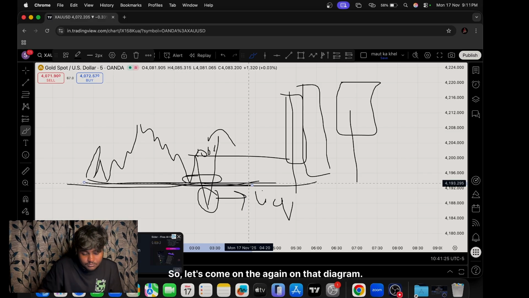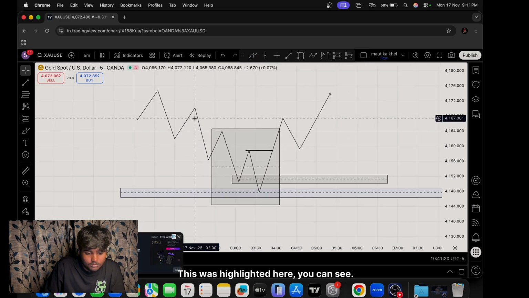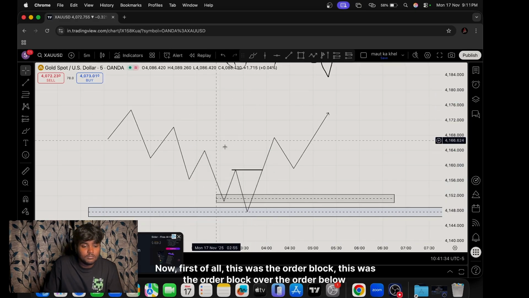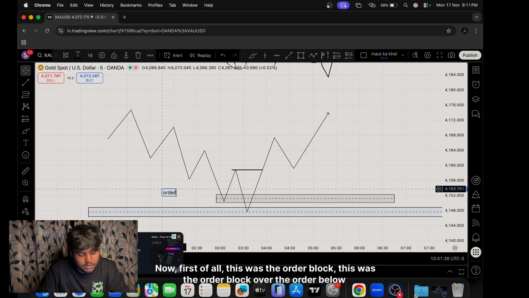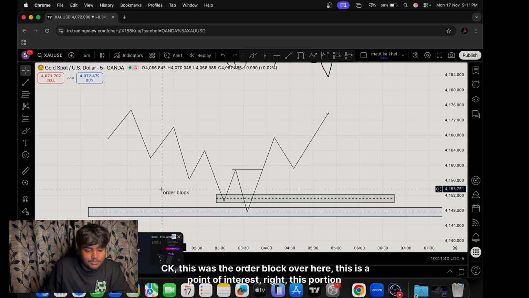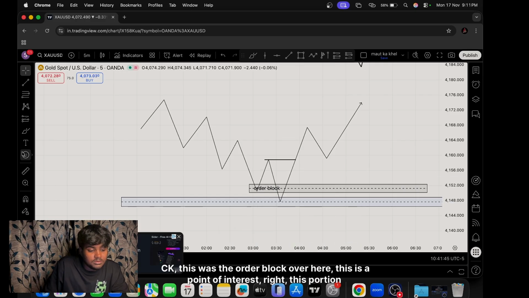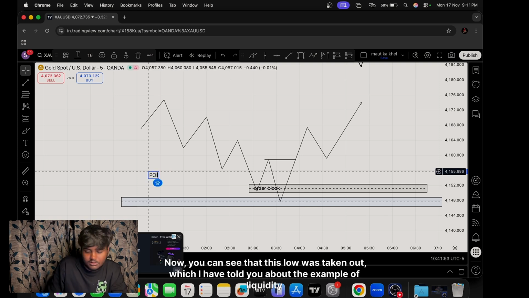So let's come again to that diagram. This was highlighted here, you can see. First of all, this was the order block over here. This is a point of interest, right? This portion, let me write it in capital: point of interest.